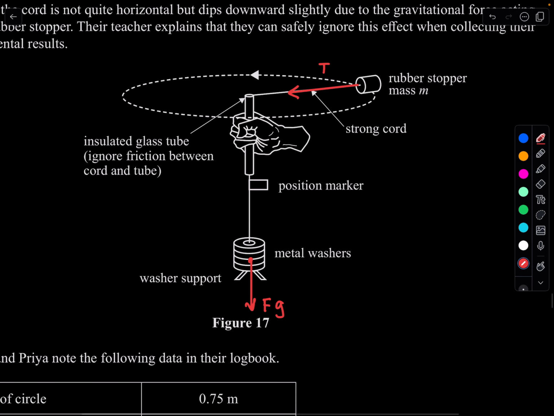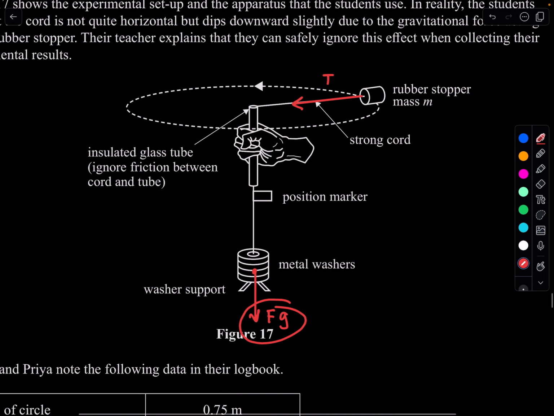If you let go, like you don't rotate anymore, what's going to happen is this is going to go straight down and fall, because the force of gravity on these metal washers is going to push it down. So you need to have a velocity, of course.